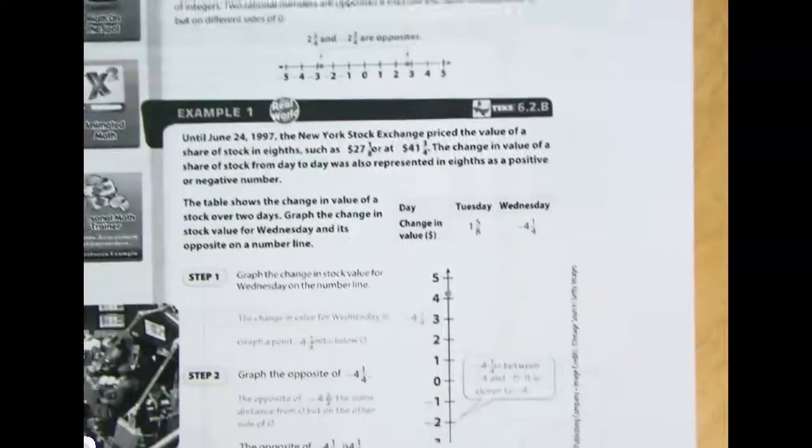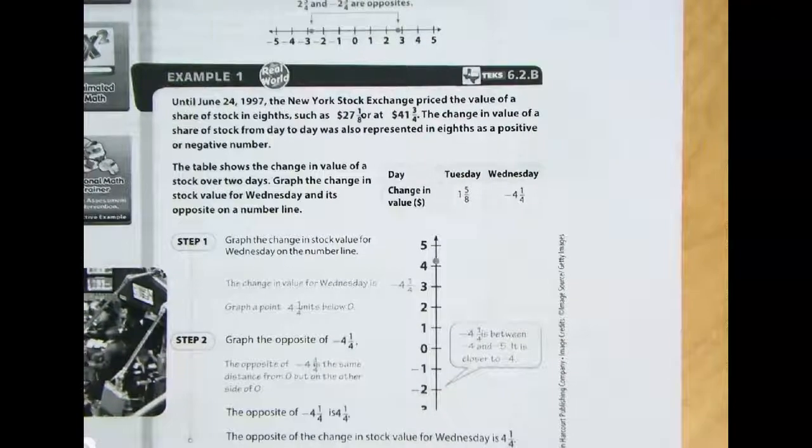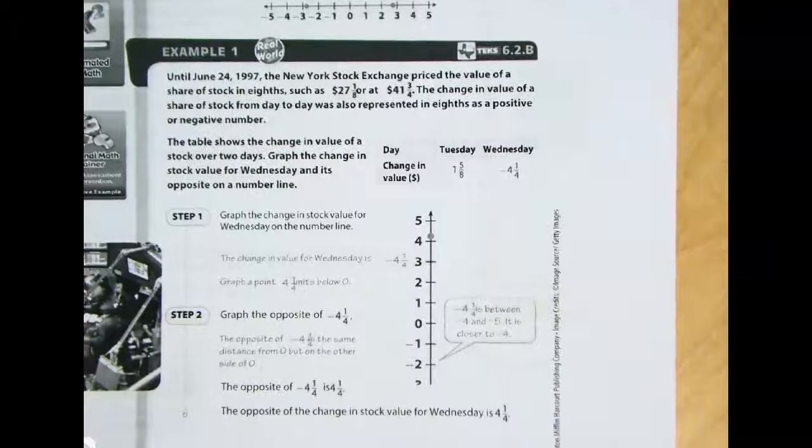So it says, until June 24th, 1997, the New York Stock Exchange priced the value of a share of stock in eighths, such as 27 1/8 or 41 3/4. The change in value of a share of stock from day to day was also represented in eighths as a positive or negative number. The table shows the change in value of a stock over 2 days. Graph the change in stock value for Wednesday and its opposite on the number line.